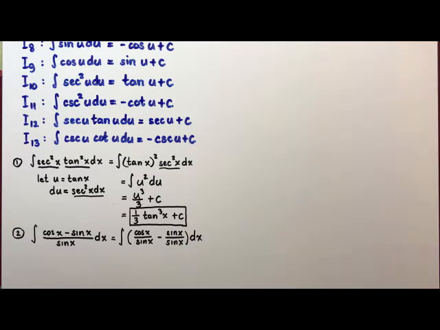Now that I see that this is the integral of a difference, we can apply our formula number 3, that the integral of a difference is just the difference of their individual integrals. So I can rewrite this as the integral of cosine x over sine x dx minus the integral of sine x over sine x dx.